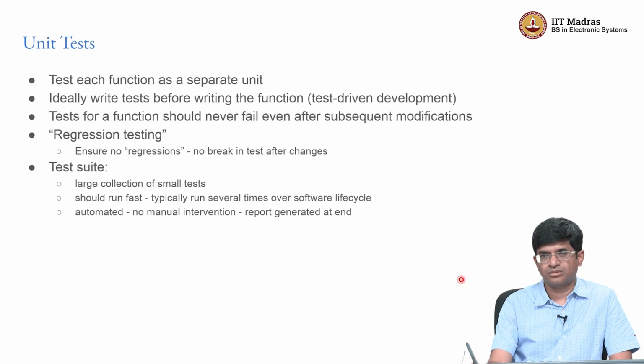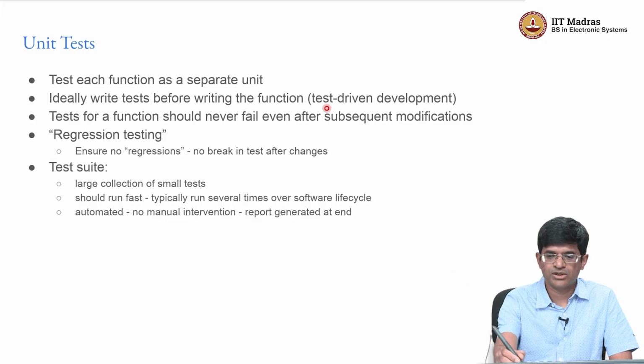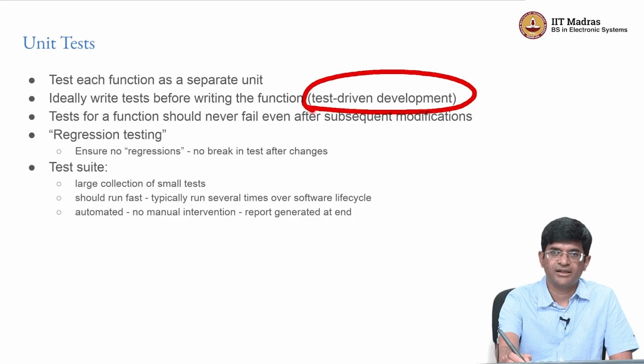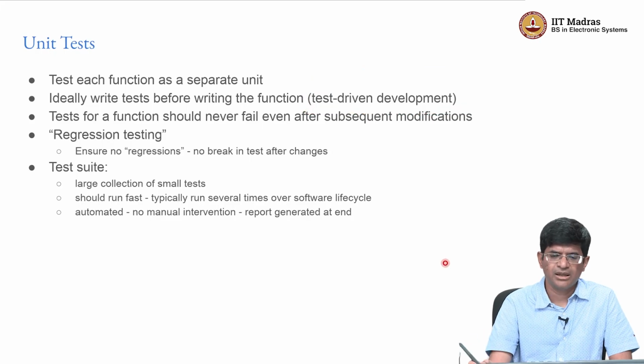So an example of the basic kind of test is what's called a unit test, right? Unit tests basically say that each function is tested as a separate unit, right? And ideally you should write the tests before writing the function. This is sometimes also referred to in the software engineering area as test driven development.